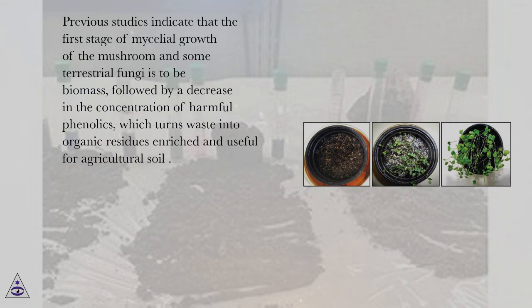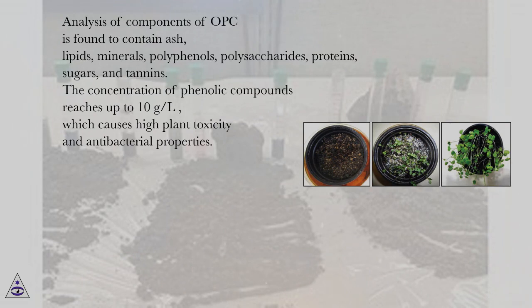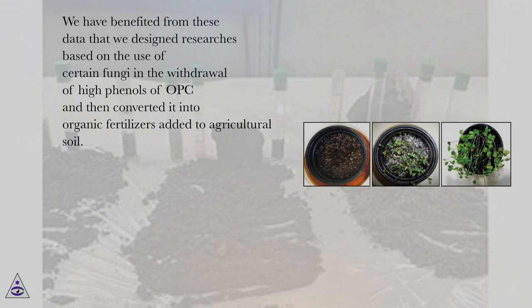Analysis of components of OPC is found to contain ash, lipids, minerals, polyphenols, polysaccharides, proteins, sugars, and tannins. The concentration of phenolic compounds reaches up to 10 grams/L, which causes high plant toxicity and antibacterial properties. We have benefited from these data in designing researches based on the use of certain fungi in the withdrawal of high phenols of OPC and then converting it into organic fertilizers added to agricultural soil.